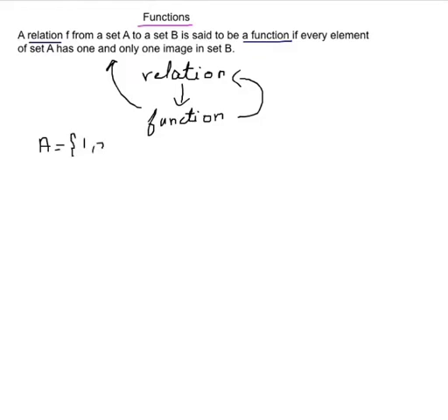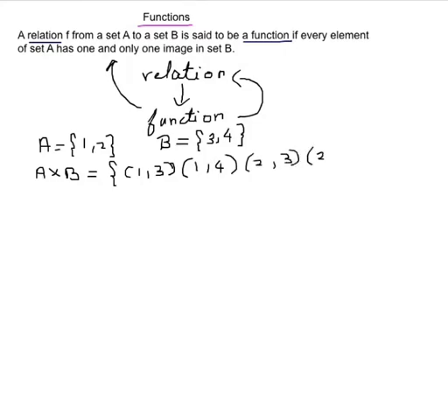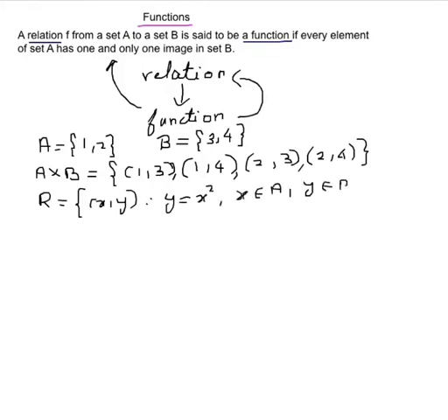Let A be {1, 2} and set B be {3, 4}. So the Cartesian product of these two sets will have 4 elements: (1, 3), (1, 4), (2, 3) and (2, 4). Now we know that every subset of this Cartesian product is called a relation. Let us consider a relation: the set of all (x, y) such that y is equal to x square, where x belongs to the set A and y belongs to the set B.